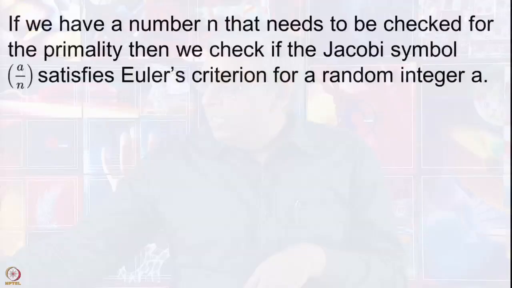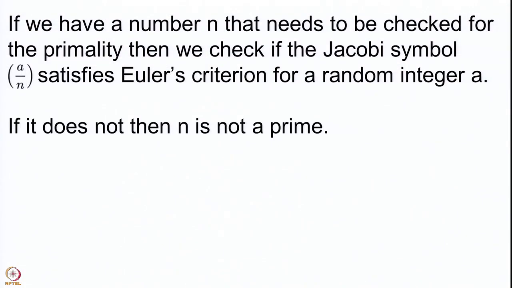So we compute the Jacobi symbol and see whether the Jacobi symbol a by n satisfies Euler's criterion for this randomly chosen integer a. If it does not, then n is not a prime, because the prime modulus case gives you the Legendre symbol, and the Legendre symbol does satisfy Euler's criterion. So if a by n is not congruent to a power n minus 1 by 2 modulo n, then n cannot be a prime. This is a very nice primality test.